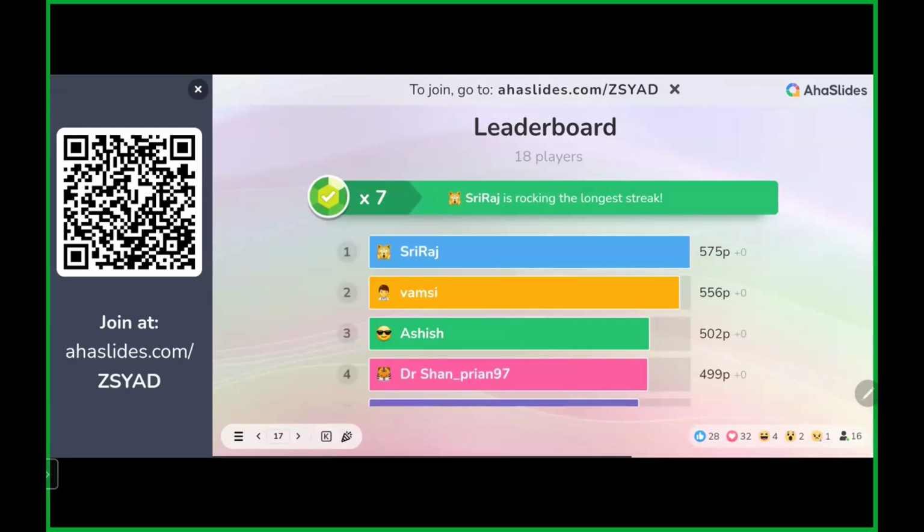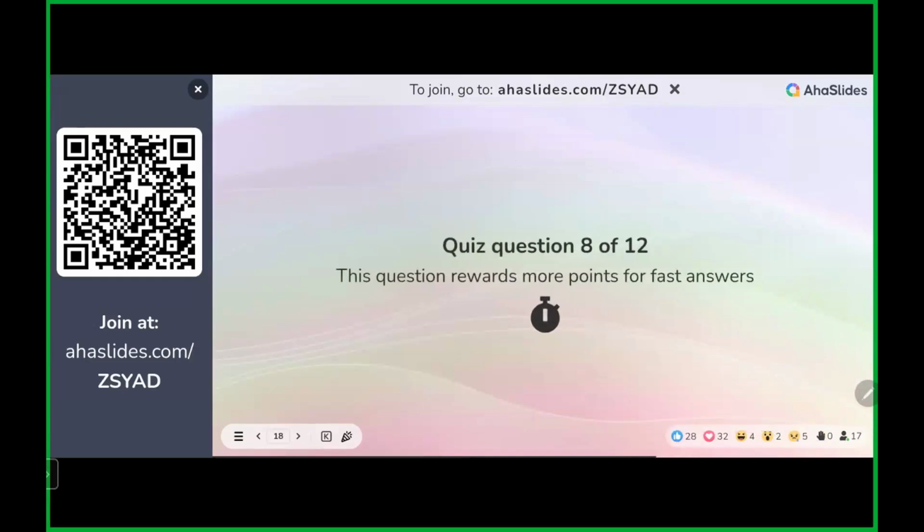Right now, we have Sriraj who is leading, and he has the longest streak, followed by Vanshi and Ashish. Did you see those sad emojis? I guess we should make it wrong. Guys, no one got points. Chill out. No one got points. It's a mystery one. It's just to test your knowledge if you know the basics or not. Moving on.